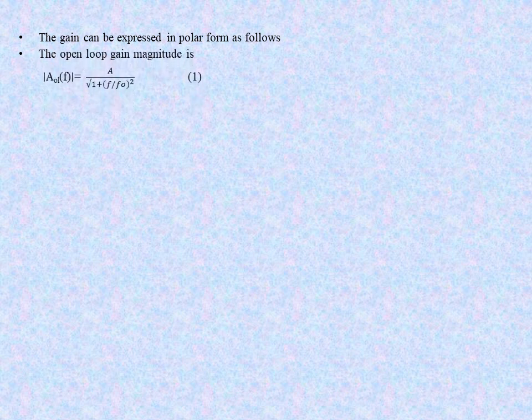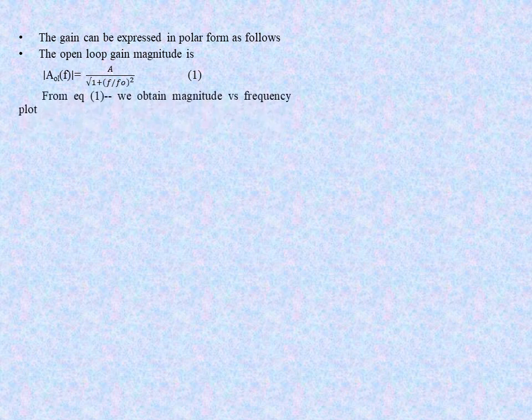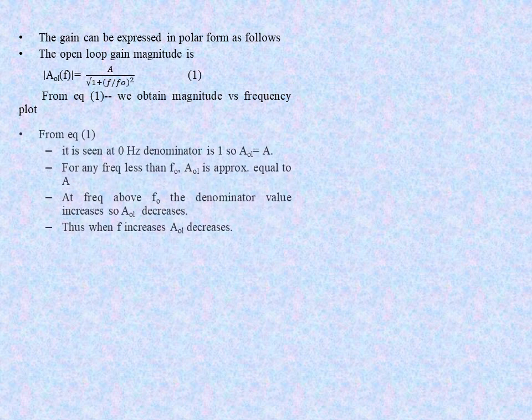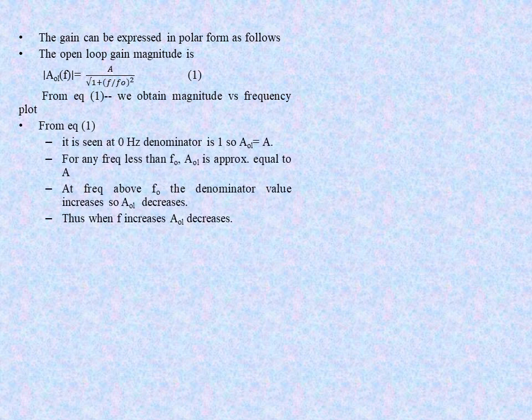So the gain can be expressed in polar form and its magnitude will be given by equation 1. By the help of equation 1, we can plot magnitude versus frequency plot. Now, only looking at equation 1, certain conclusions can be drawn.